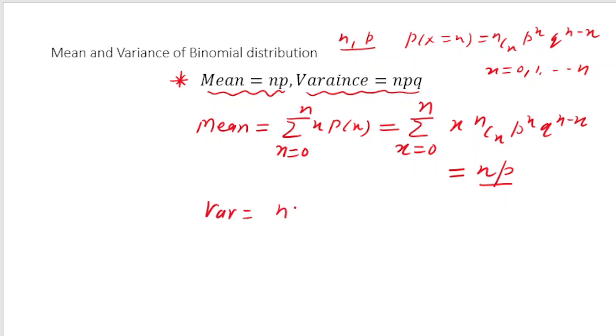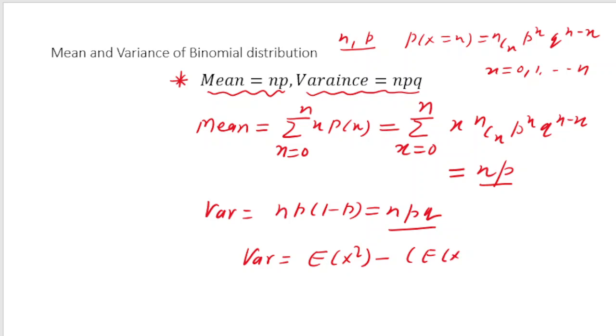Variance is n into p into 1 minus p, or we can also call it npq. I hope you remember how to calculate the variance from our previous videos. Variance is calculated by expectation of x square minus expectation of x whole square. So I leave this for you as an exercise, just by using the definition you try to do it. But I will be discussing the proof separately when I will be discussing moment generating function, and that I will be talking about after completing all the different kinds of distribution.